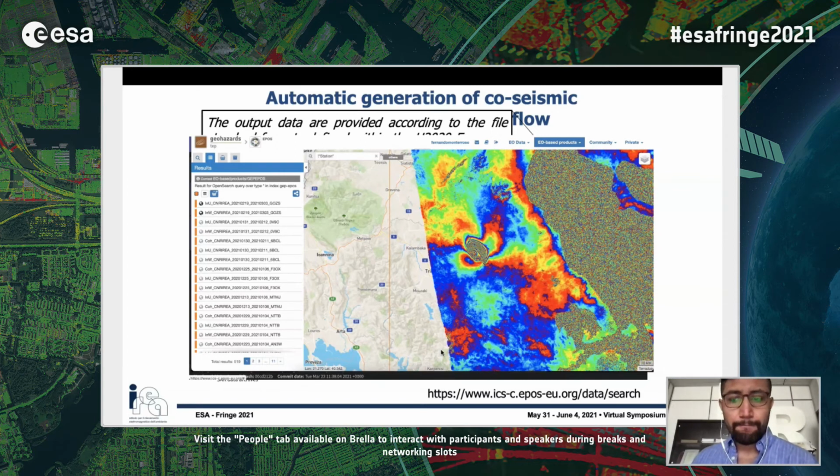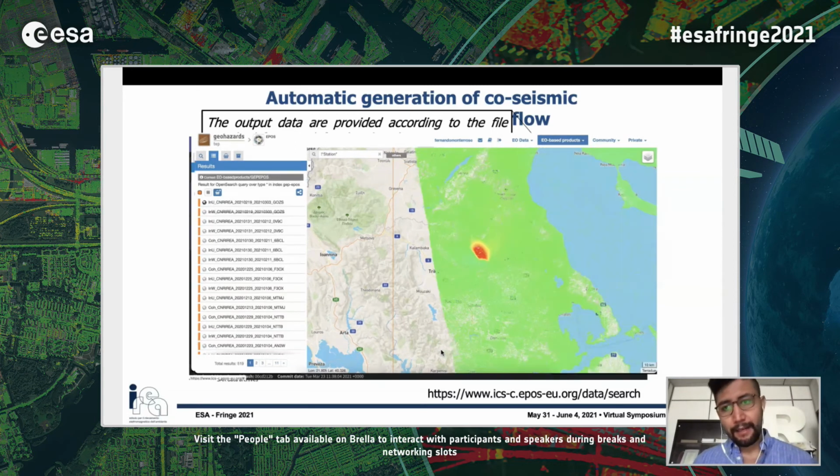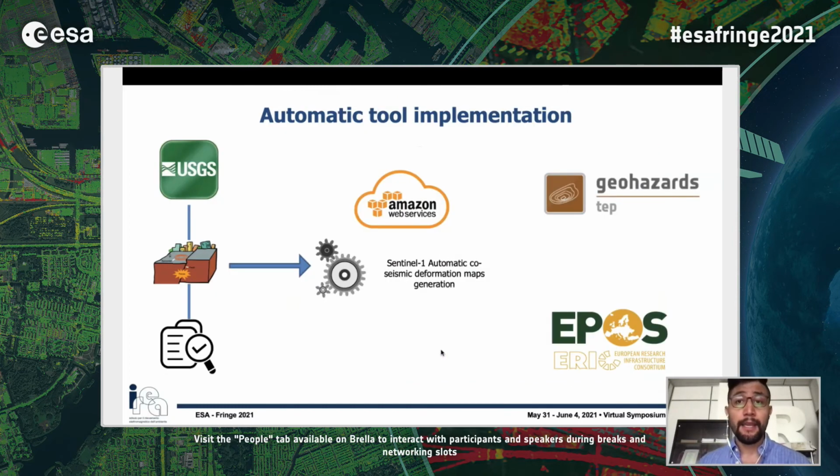So this is also an unwrapped map, the line-of-sight displacement map of the same area. In this case, of the seismic crisis in Greece. And remember that this is the 6.1 earthquake in Greece in 2021.